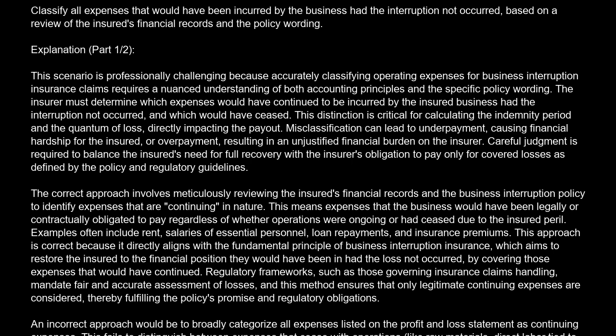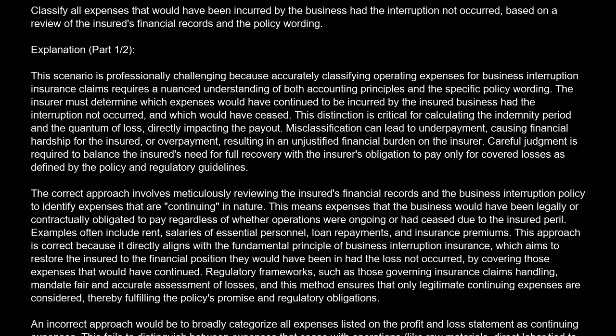The insurer must determine which expenses would have continued to be incurred by the insured business had the interruption not occurred, and which would have ceased. This distinction is critical for calculating the indemnity period and the quantum of loss, directly impacting the payout. Misclassification can lead to underpayment, causing financial hardship for the insured, or overpayment, resulting in an unjustified financial burden on the insurer.